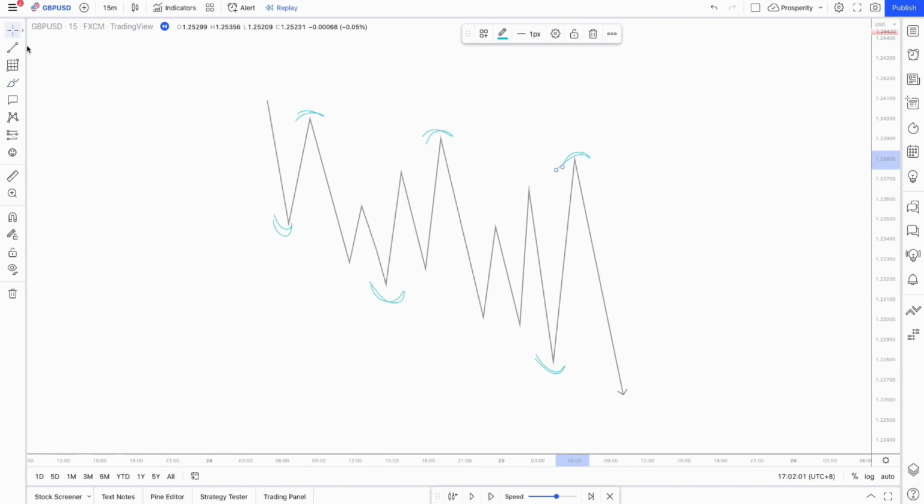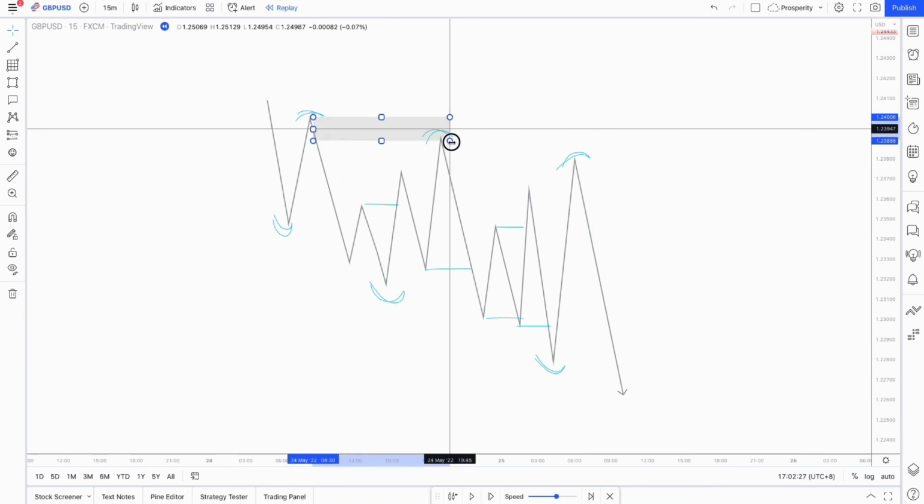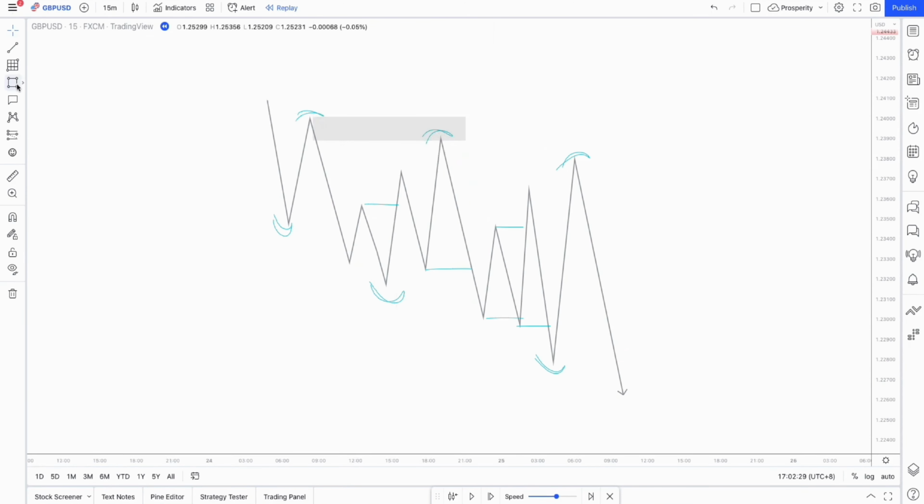However, in between said things, we have a change of character number one. Then we have a change of character number two. Then we have a change of character number three, and then another change of character. So in this level, let's use our supply and demand levels. Let's say there is a level of supply right here. Let's say there's a level of supply right here.